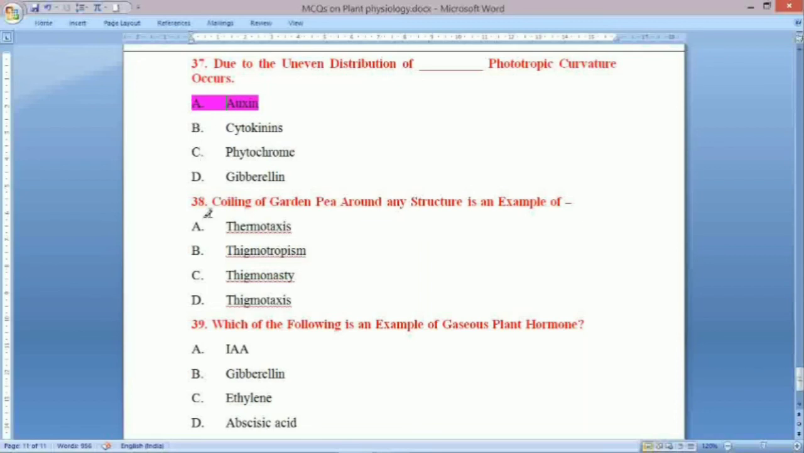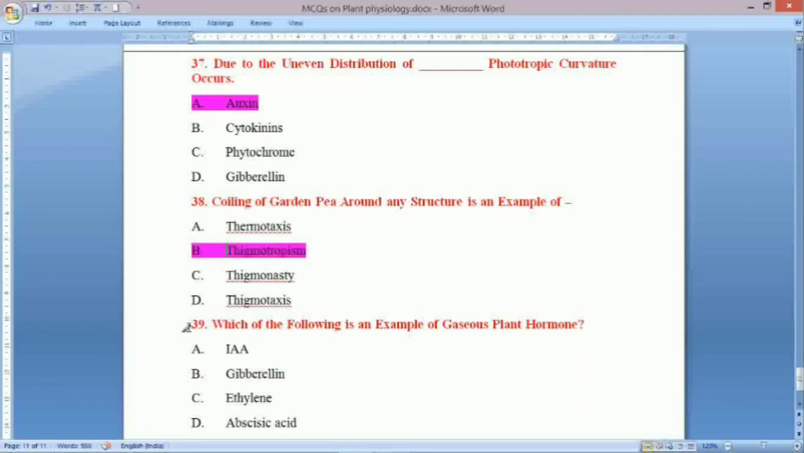Next question, question number 38. Coiling of garden pea around any structure is an example of. Option A, thermotaxis, B, thigmotropism, C, thigmonasty, and D, thigmotaxis. And here the right answer is option B, thigmotropism.